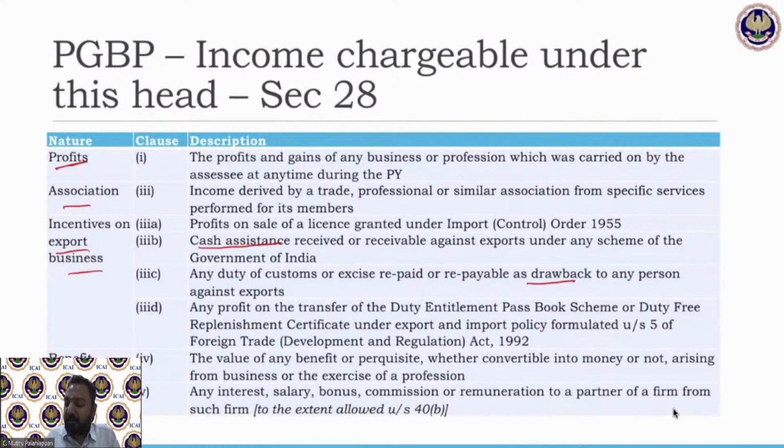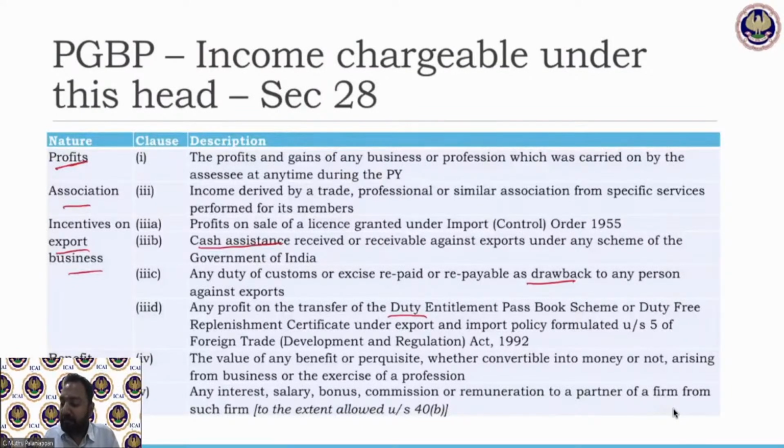Similarly, another item relating to duty drawback is also treated as an income. In short, if you want to remember, any amount given by the government for the purpose of export. You're doing an export business, and the government is encouraging you to do more export business, so they're giving you some cash support or refunding the duty you have paid. This is an income under Section 28. Please understand, any cash assistance for export or any duty drawback for export is an income. That's what we mean by incentive on export business.